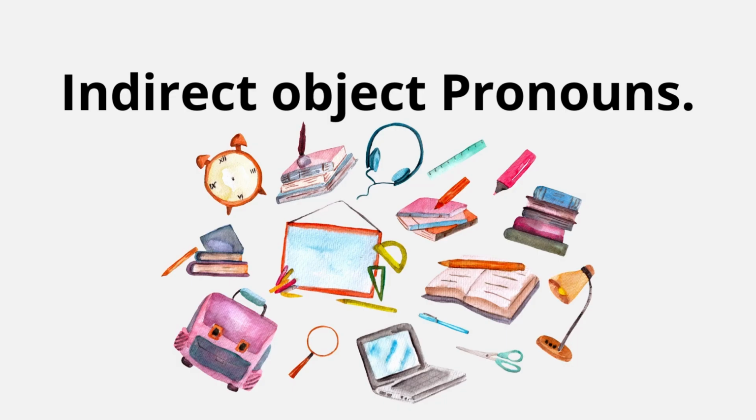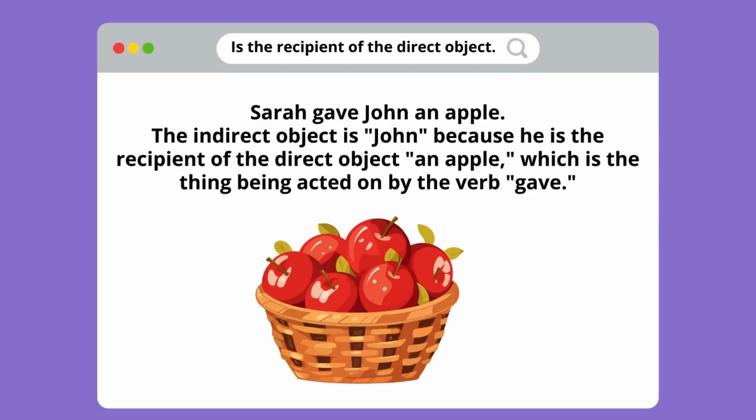Indirect object pronouns. Sarah gave John an apple. The indirect object is John because he is the recipient of the direct object, an apple, which is the thing being acted on by the verb gave.